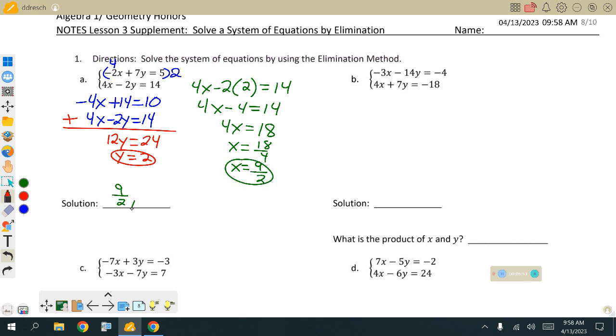Write your answer again alphabetically as an ordered pair: 9 over 2, comma, 2, or 4.5, comma, 2. I'm fine with either one of those. Okay. All right, there's one down. Let's go do another one.